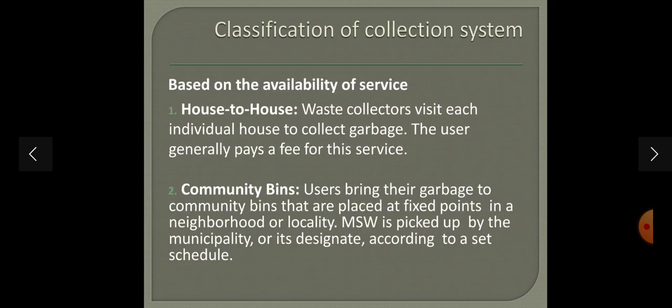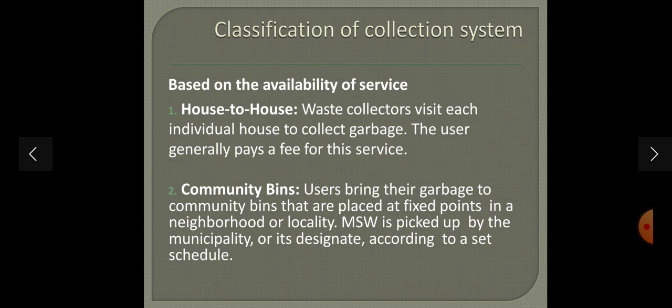House to house means here the waste collectors, or the people who collect the waste, will visit the residences, where the waste will be already stored, and then they will collect the garbage. And normally what happens is the person who comes to collect the waste will be given a fee for the service that is being offered. So this is what we call a house to house collection.